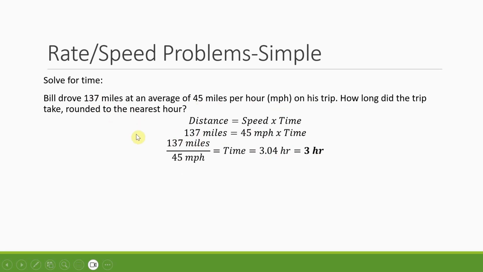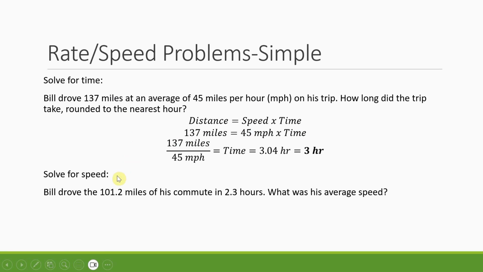So pretty simple here. Let's look at another example, this time solving for speed. Bill drove the 101.2 miles of his commute in 2.3 hours. What was his average speed? Now notice I did say average speed here. This isn't what I was talking about with the warning, because there aren't multiple speeds for you to accidentally go and average here. They only gave you a distance and a time, so there's really nothing to average. But even so, it would be referred to as average speed. So remember, speed is distance over time. So distance is 101.2, time is 2.3, so 44 miles per hour.